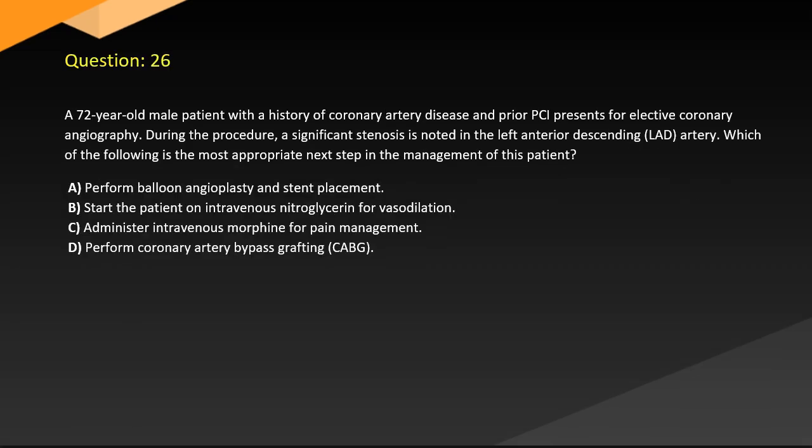Question 26. A 72-year-old male patient with a history of coronary artery disease and prior PCI presents for elective coronary angiography. During the procedure, a significant stenosis is noted in the left anterior descending (LAD) artery. Which of the following is the most appropriate next step in the management of this patient? A. Perform balloon angioplasty and stent placement. B. Start the patient on intravenous nitroglycerin for vasodilation. C. Administer intravenous morphine for pain management. D. Perform coronary artery bypass grafting.